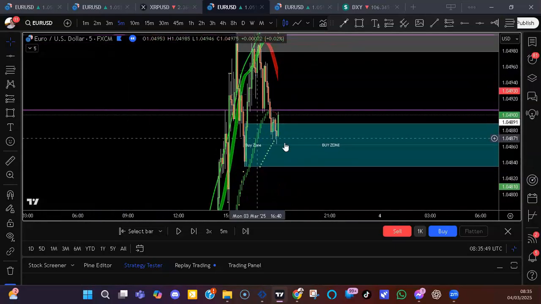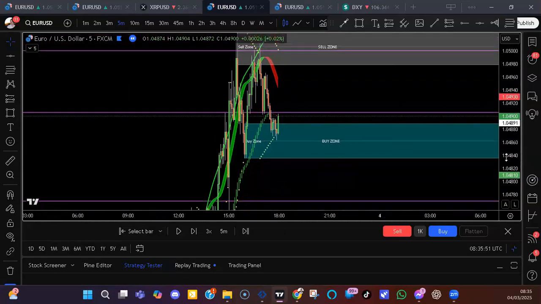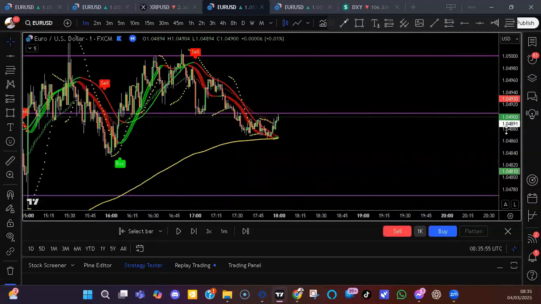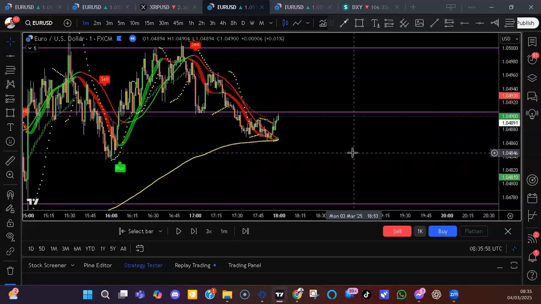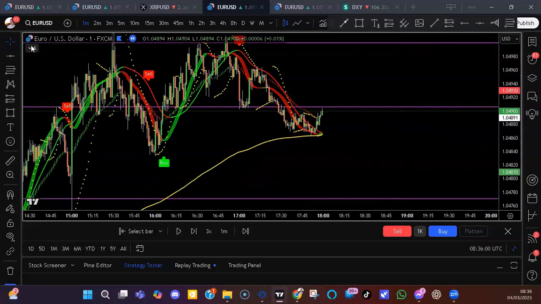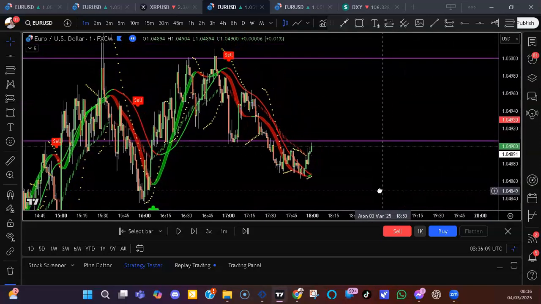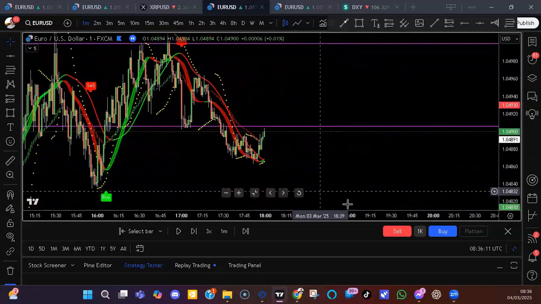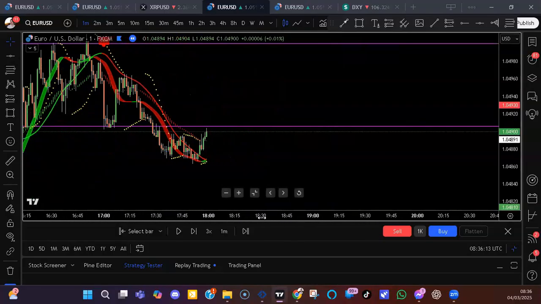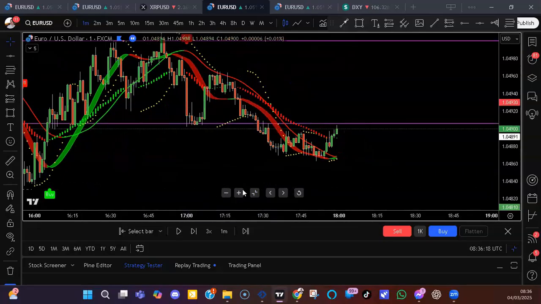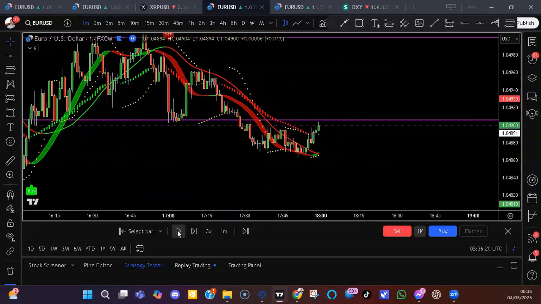We're in the buy zone. So let's see if we get a buy. Right, so we're in the buy zone. So we're looking for the next buy. So indeed, let's play this out and see what happens.